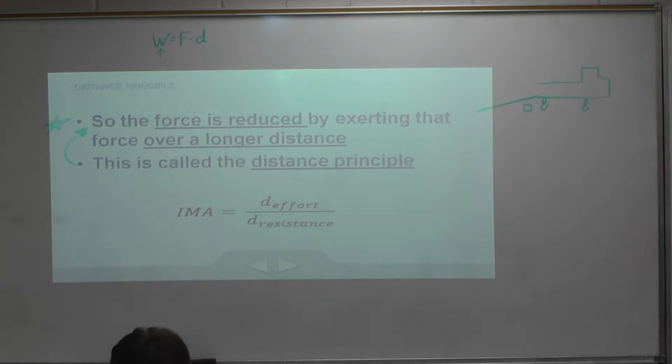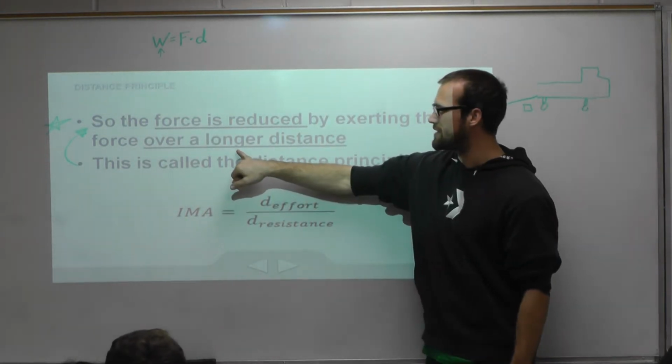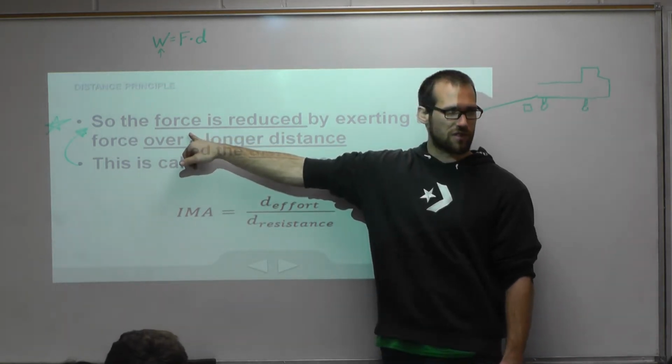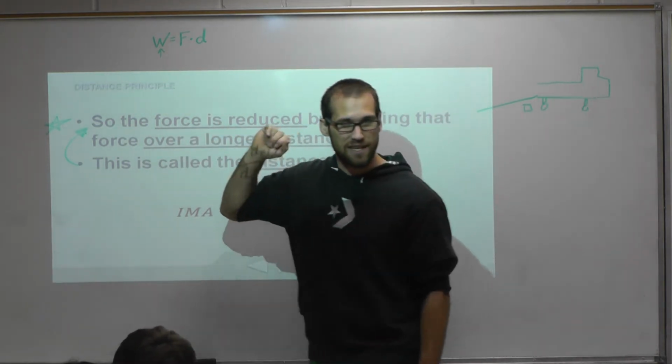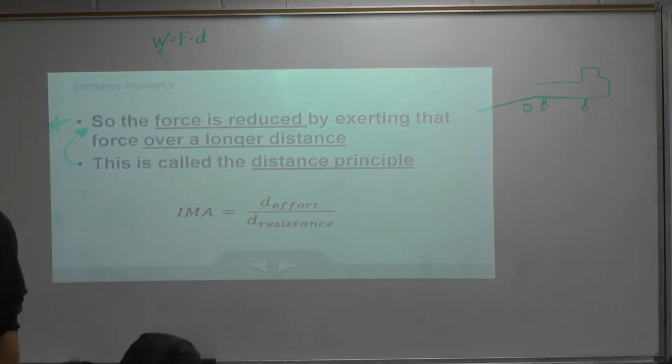The purpose of a simple machine is to what? Everybody say that again. What doesn't a simple machine do? Change the amount of work. How does a simple machine make work faster and easier? By doing the work over a longer distance, it makes it easier by reducing the force. That is the distance principle. All of our simple machines, if they give us an advantage, the reason they give us an advantage is because you do less force over a longer distance.